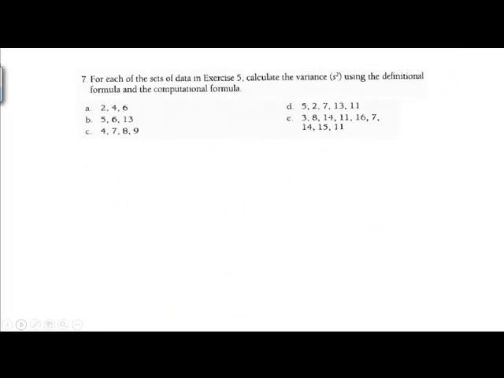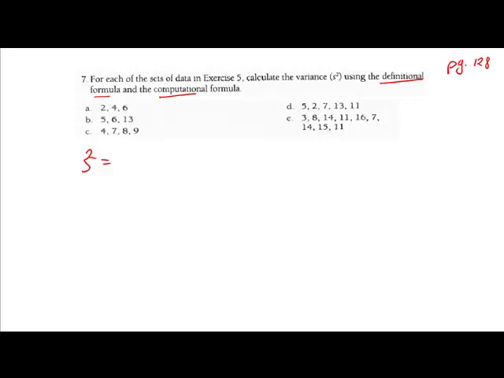So here's question number 7. For each of the sets in the data in exercise 5, calculate the variance. This is asking you to use the definitional formula and the computational formula. The textbook likes to do this, and so I'll write these both out for you. We'll do the definitional one first. The equations are listed on page 128 of your textbook.